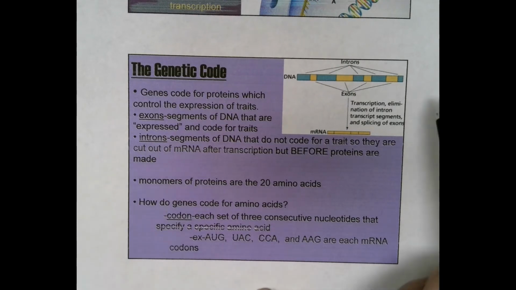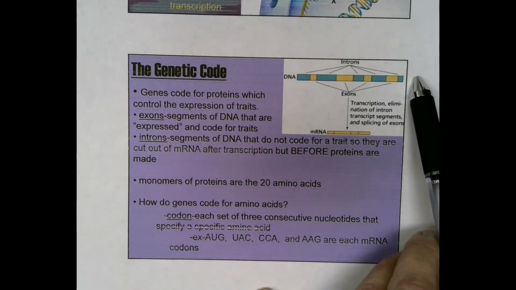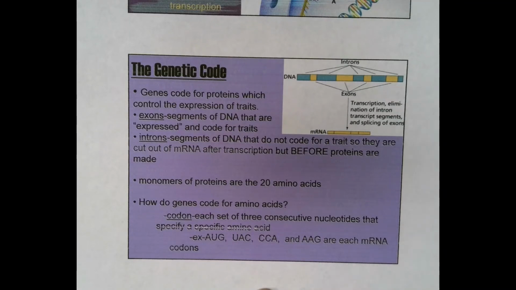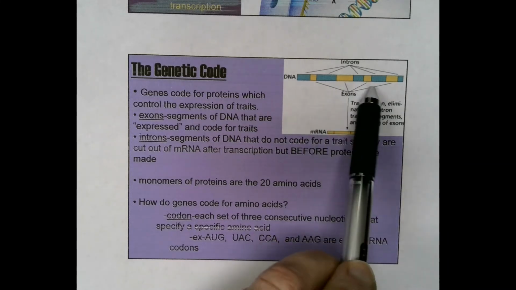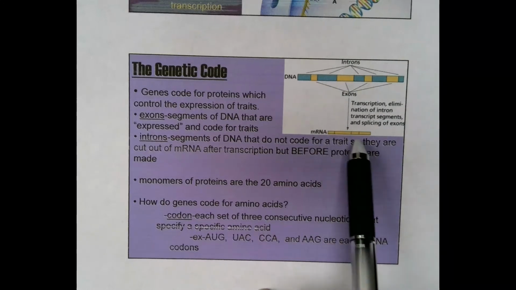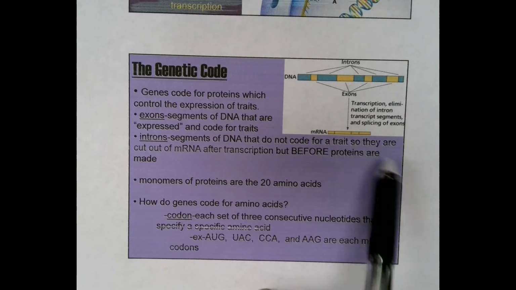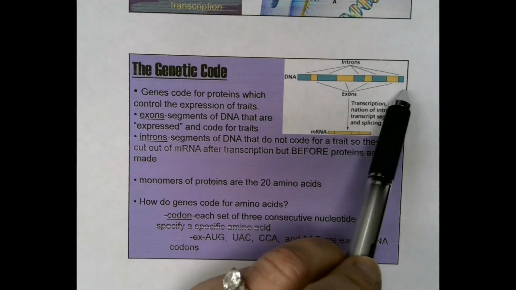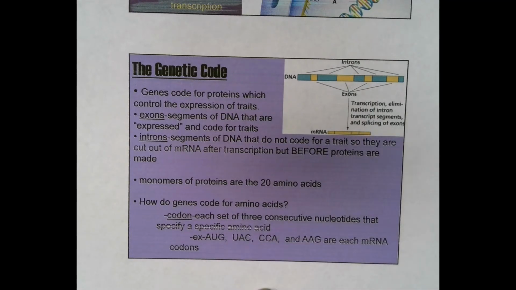So on this diagram over here, if this is a segment of DNA, you've got your intron regions shown in blue and your exon regions shown in that kind of yellowy gold color. So the exons are going to be joined together to make the messenger RNA. The introns are going to be cut out after transcription, but before the proteins are made, okay? And so that being said, where we're going from here, we're going to be focused on messenger RNA next, okay?